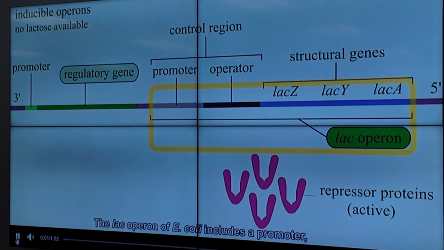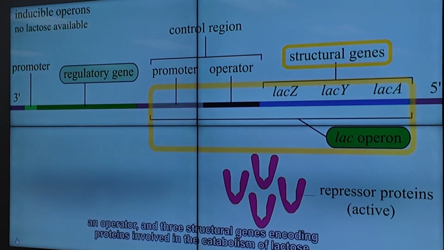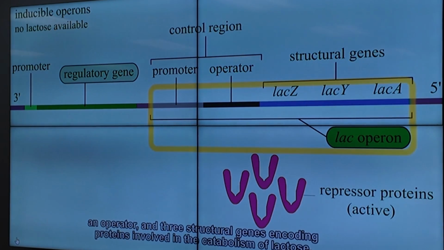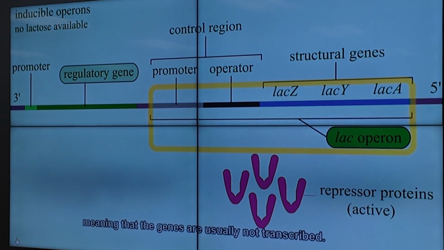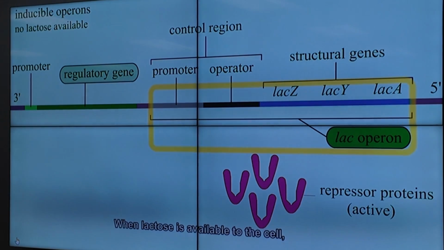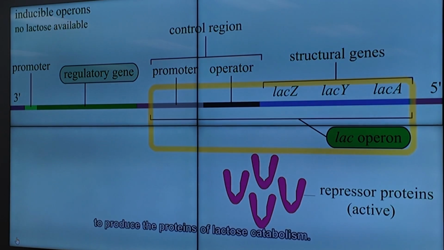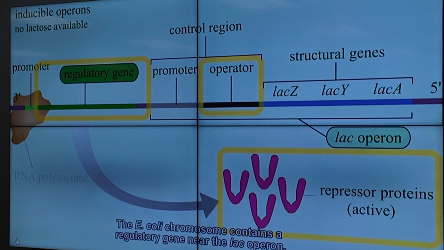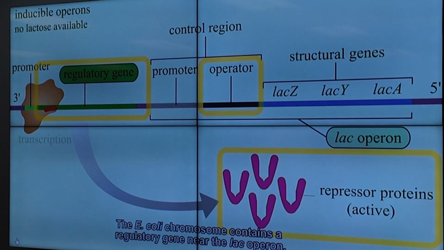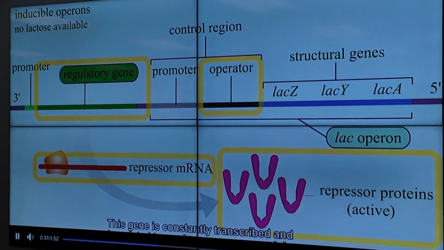The lac operon of E. coli includes a promoter, an operator, and 3 structural genes encoding proteins involved in the catabolism of lactose. The lac operon is an inducible operon, meaning that the genes are usually not transcribed. When lactose is available to the cell, the operon is induced or stimulated to produce the proteins of lactose catabolism. The E. coli chromosome contains a regulatory gene near the lac operon. This gene is constantly transcribed and translated to produce repressor protein.